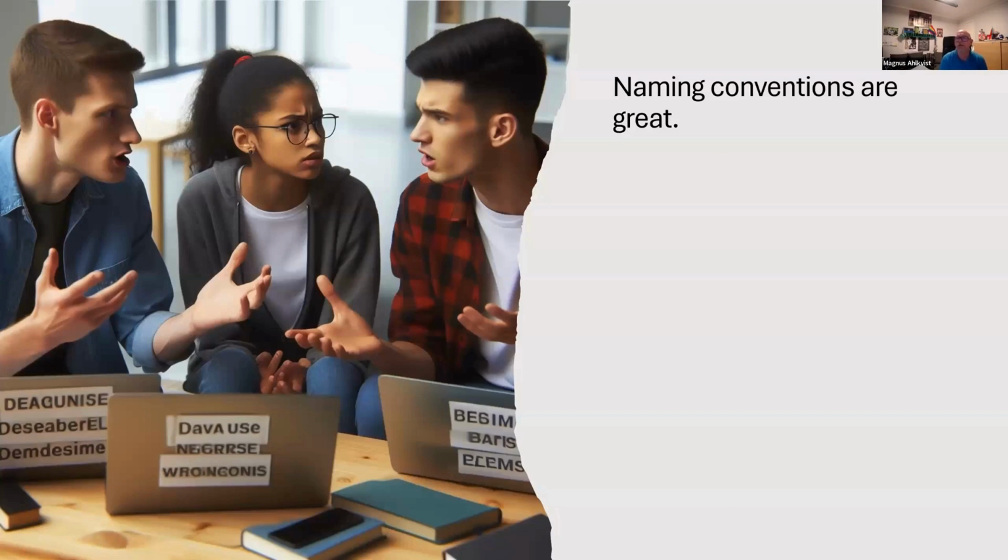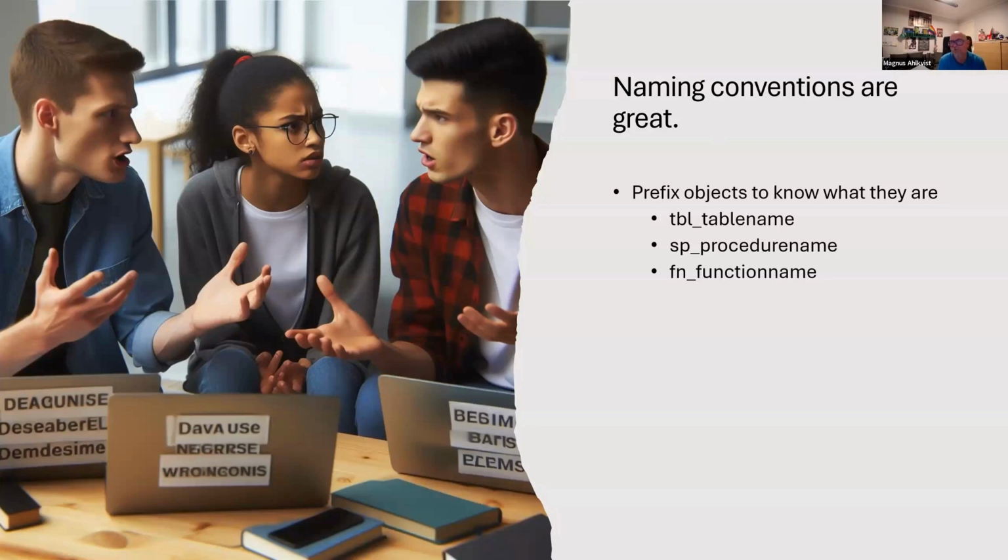More on developer things, naming conventions, because we don't only want our databases to perform fast, we also want to be able to maintain the code. So one of the things I see and I have been responsible for is bad naming conventions. So for example, prefixing objects with the object type: TBL underscore table name, SP underscore procedure name, FN underscore function name.